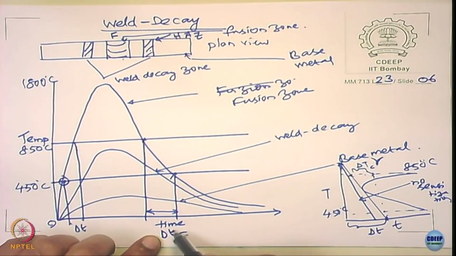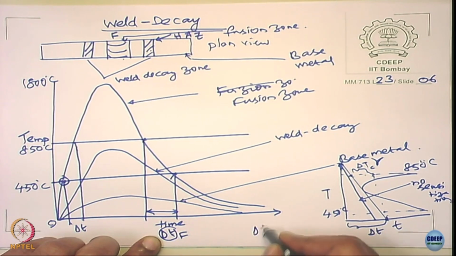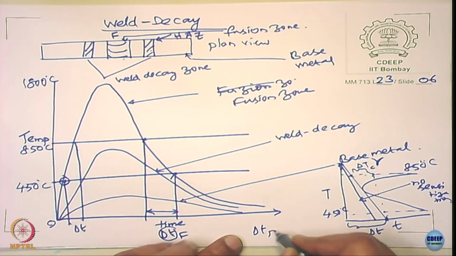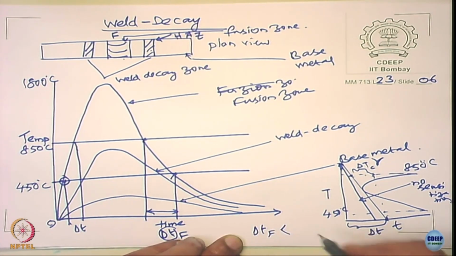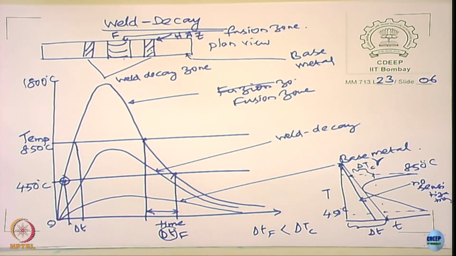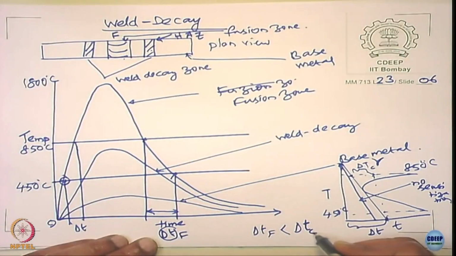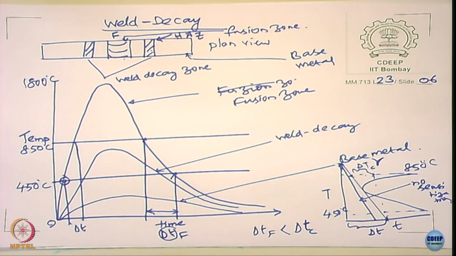If this time, delta fusion, is going to be smaller than delta T critical, what happens? Yeah, this small t, no? Oh yeah, I am sorry, yeah, thank you very much. Yeah, if it is within that, then there will be no sensitization, agreed?